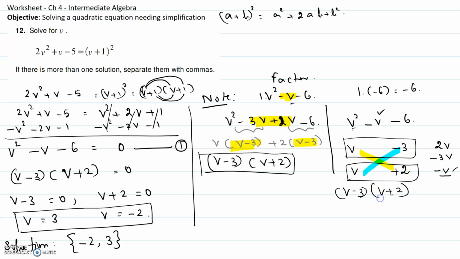Now in either case, we found these two factors, and because this is an equation, the right hand side is set to 0, and then we are solving for v.